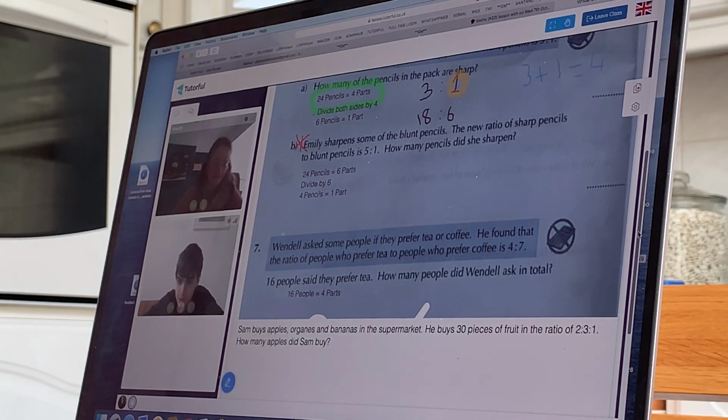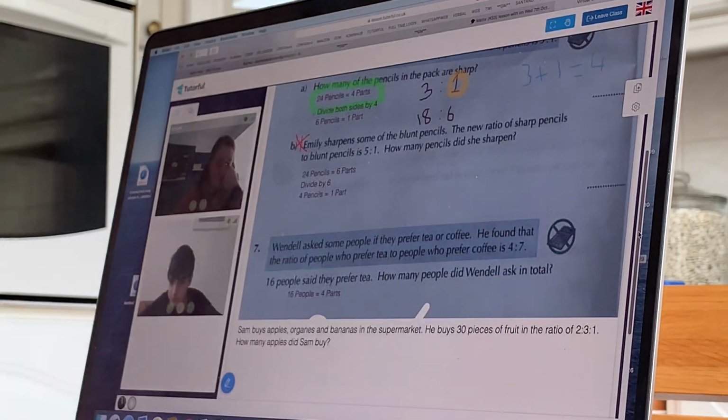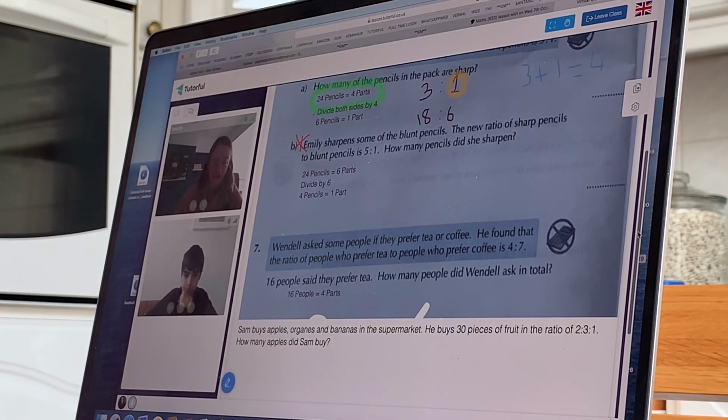Can we divide the numbers so we know what to multiply by? So this time, how many parts do we have? We have 6 parts. 6 parts, brilliant. So we've got 30 pieces of fruit that is 6 parts. So how many pieces of fruit is just 1 part?